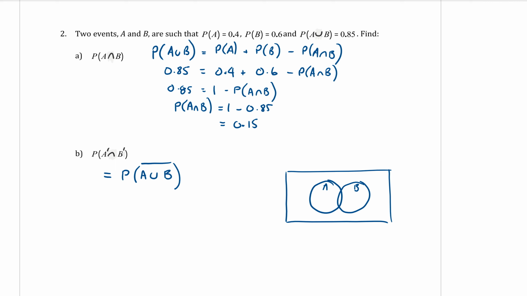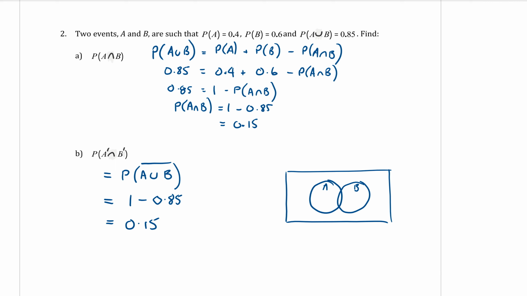It is 0.85, correct? So A or B was my 0.85 up here. So not that is going to be 1 minus. Remember your complementary rules? If I know that A or B is the 0.85, then not that is going to be 1 minus it, because 1 is the total of all probabilities. So that comes back to be the 0.15. Again, a bit of a coincidence, it's the same as that other one.